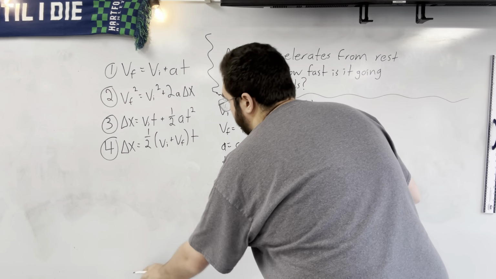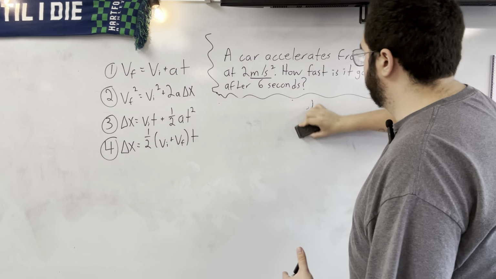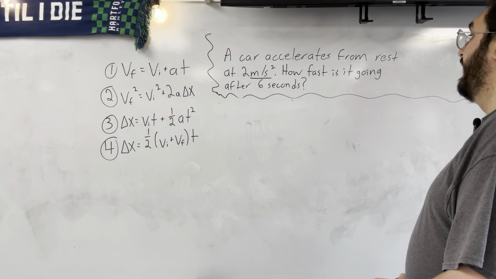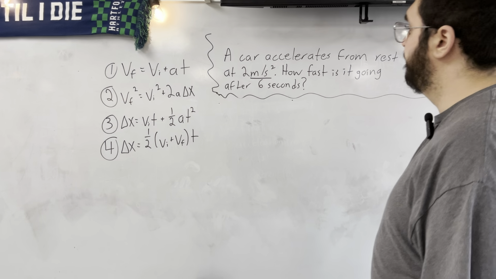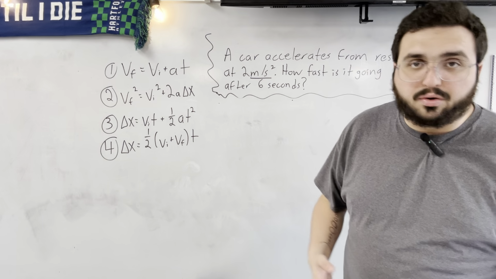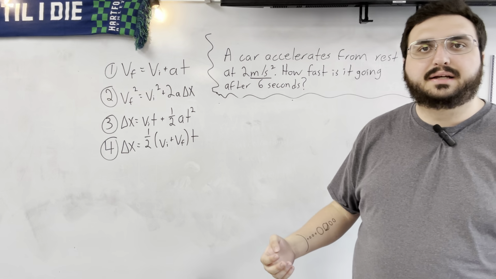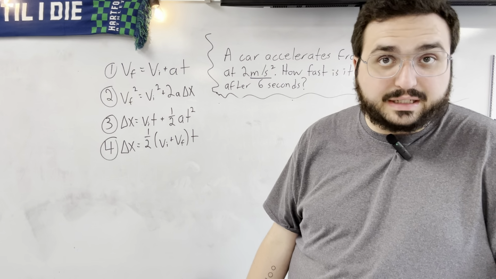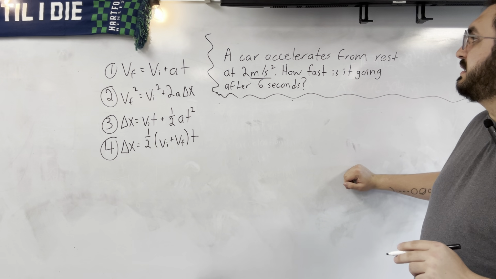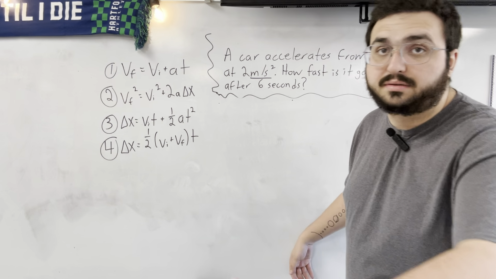So let's actually start solving out this problem. So again, reading it. A car accelerates from rest at 2 meters per second squared. How fast is it going after 6 seconds? Now, I don't necessarily care what is accelerating or the scenario. I don't care that this is a car. This could be a person, a roller coaster, a rocket, a fish, for all I care. It doesn't make a difference. The important thing here is understanding the speed it was going, the speed it's going at now, how long it took, and the acceleration.